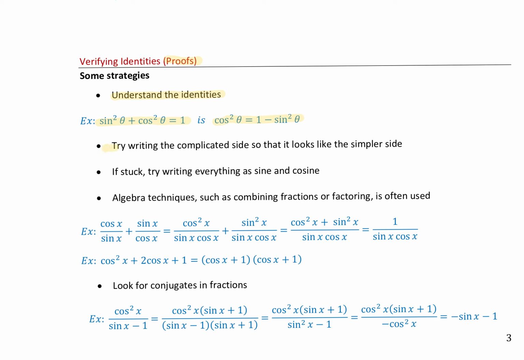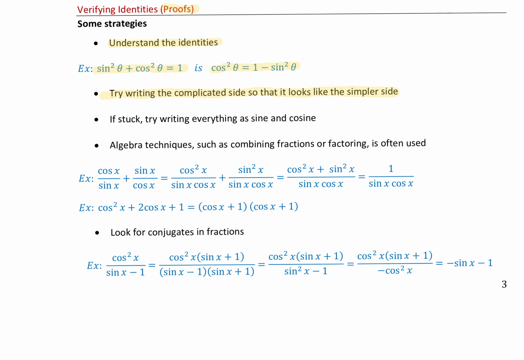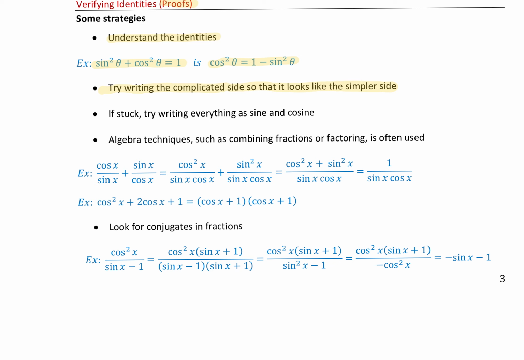That's another way to write that Pythagorean identity. Another thing you do when you verify is it's always easiest to start with the complicated side first and then simplify it so it looks like the other side, if there is a more complicated side. If you get stuck, just try writing everything as sine and cosine, because that's more familiar to us. There's going to be some algebra techniques that may come up, such as combining fractions or factoring. And in our prior example, we combined with fractions.